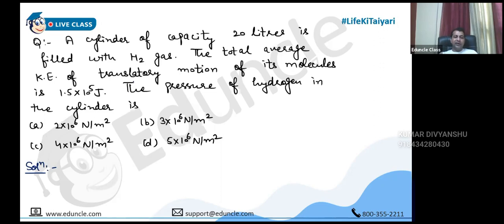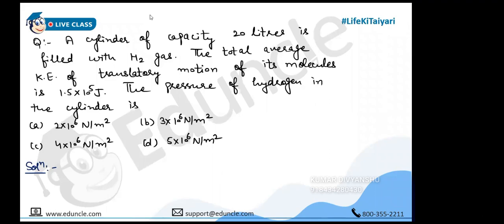Average translational kinetic energy is given. You have to get the pressure. And of course, volume is also given. Capacity means volume. Yes, nobody knows? Just computing it. Okay.